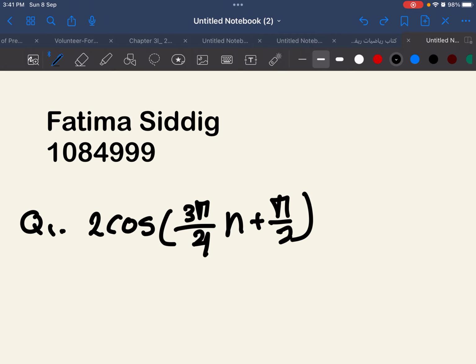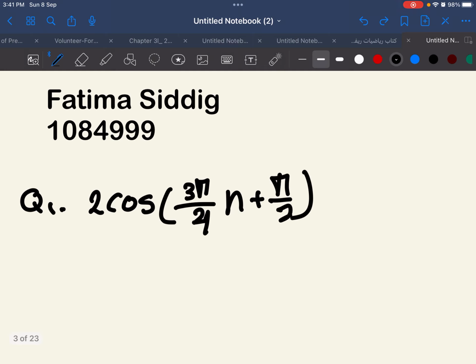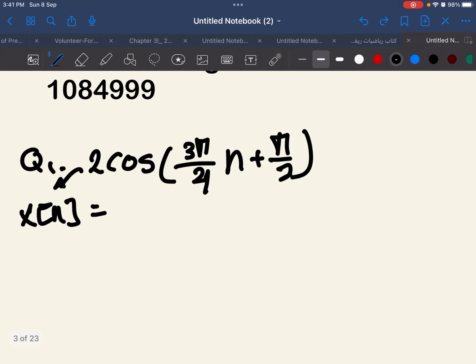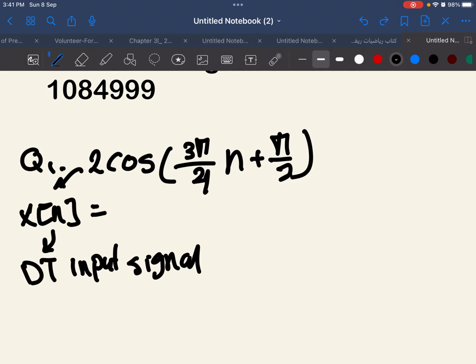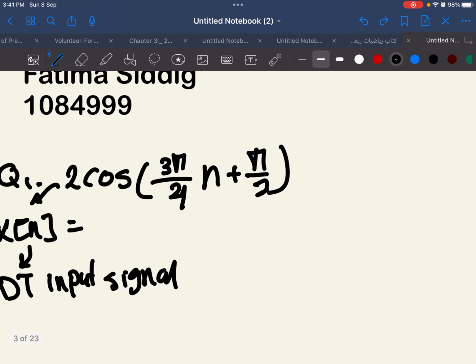So the first question says that we are given x of n, x of n equals 2 cosine of 3 pi over 4 n plus pi over 2. We can tell from the expression that it is a DT input signal, and because of this cosine, it has sinusoidal behavior.